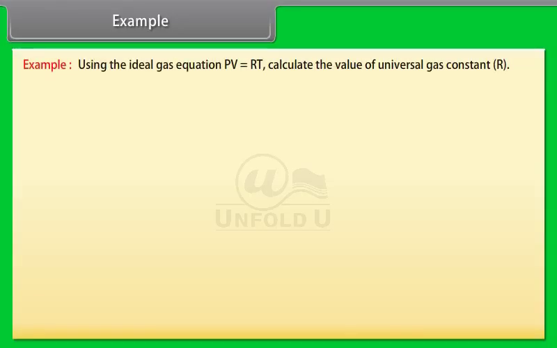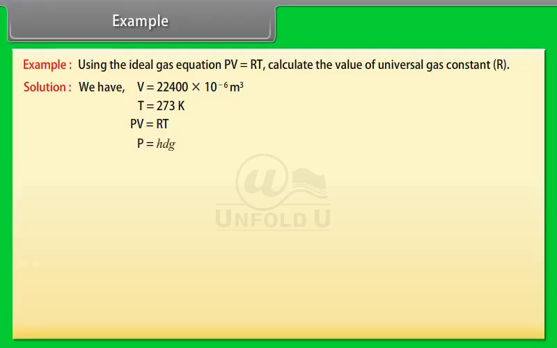Example. Let's take an example of kinetic theory of an ideal gas. Using the ideal gas equation, PV = RT, calculate the value of universal gas constant. Let's see the solution. We have V = 22,400 × 10⁻⁶ m³, T = 273 Kelvin, PV = RT.